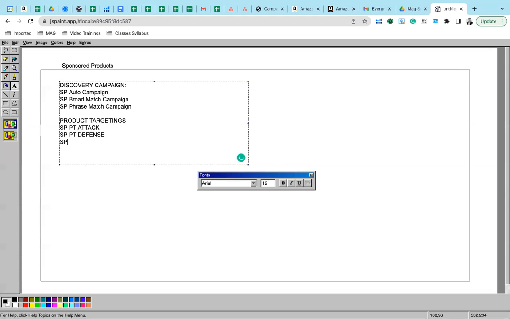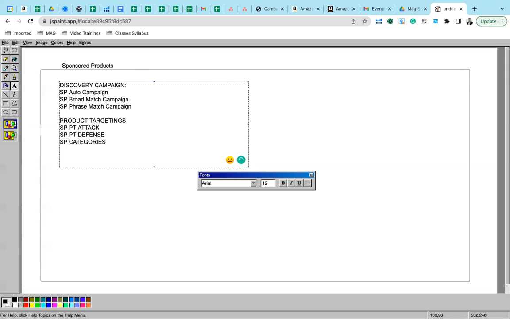You also have sponsored products category targeting, where you can target whole categories of products. This is usually very dangerous because you can spend a lot of money without a return. So start this campaign with very low bids.